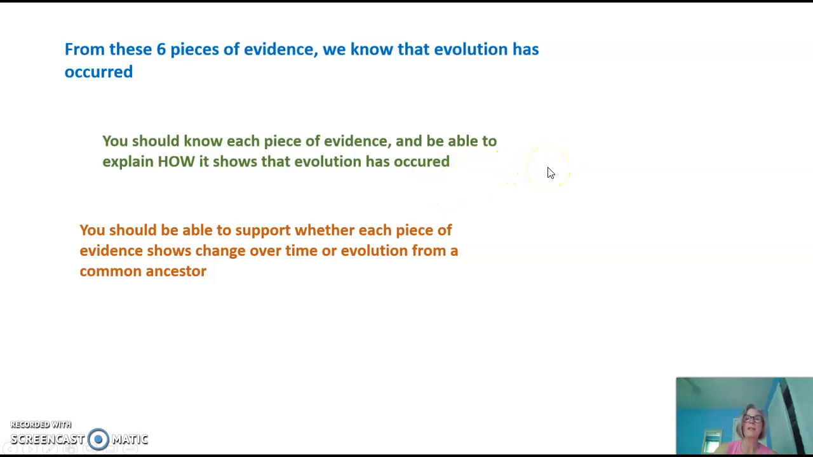So from these 6 pieces of evidence, we know that evolution has occurred. You should know how each piece of evidence shows that evolution has occurred. You should also be able to support whether each piece of evidence shows a change over time or evolution from a common ancestor. So that's all for tonight.